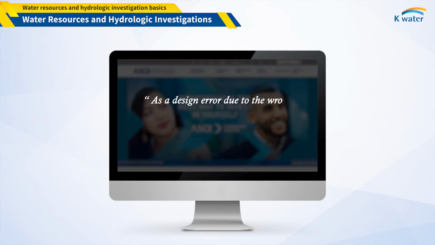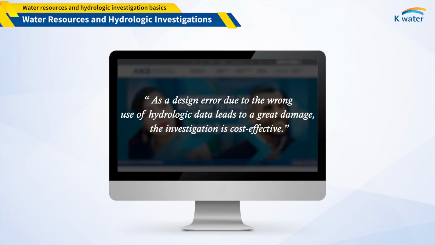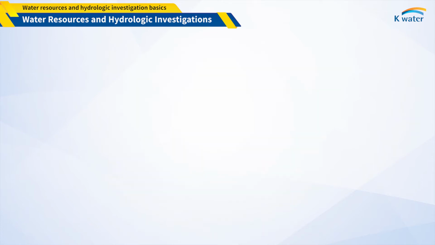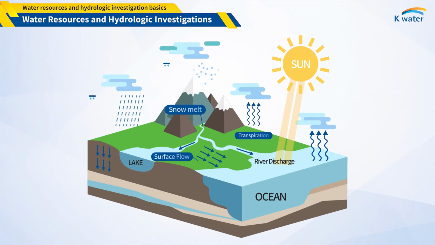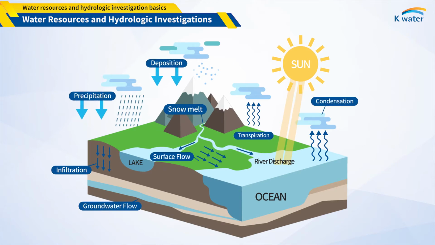Typically, ASCE emphasized the importance of hydrologic investigation, mentioning that a design error due to the wrong use of hydrologic data leads to great damage. The investigation is cost-effective. Then, what is hydrological investigation? Hydrologic investigation refers to the observation and measurement of hydrologic factors in order to quantify the hydrologic cycle process.